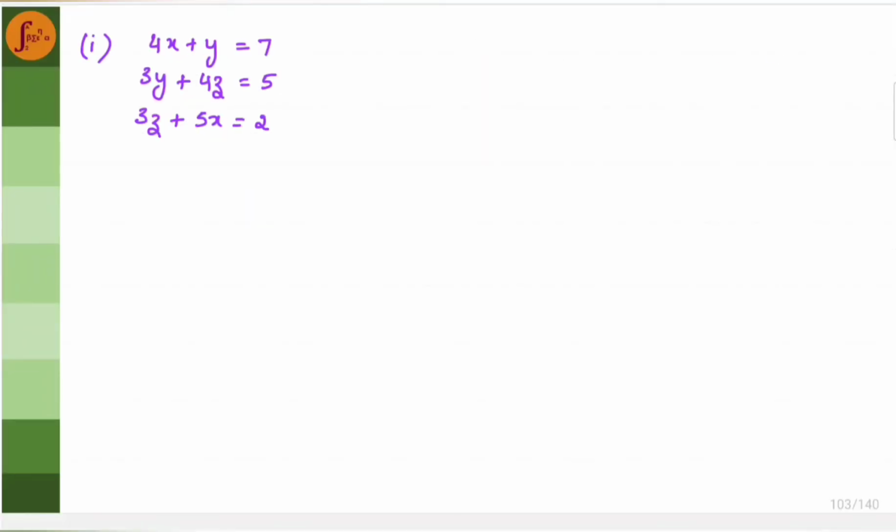Let us go through another example. So we have 4x plus y is equal to 7, 3y plus 4z is equal to 5, 3z plus 5x is equal to 2. So now there are unknowns: x, y, z are the unknowns.